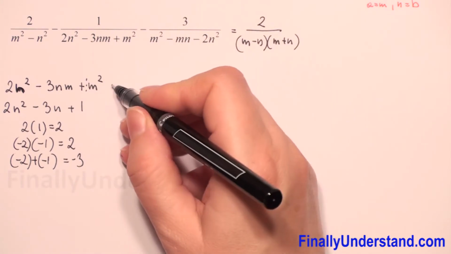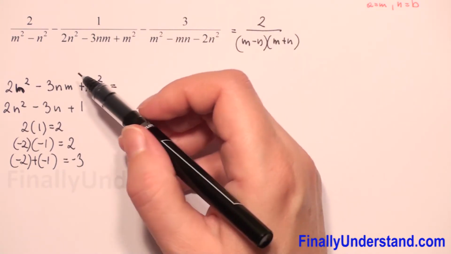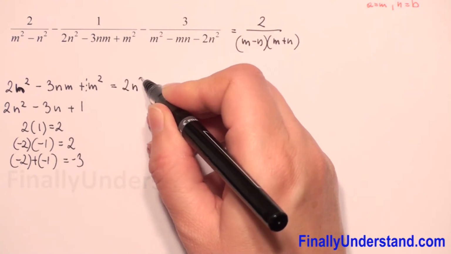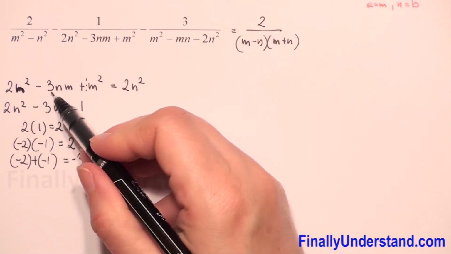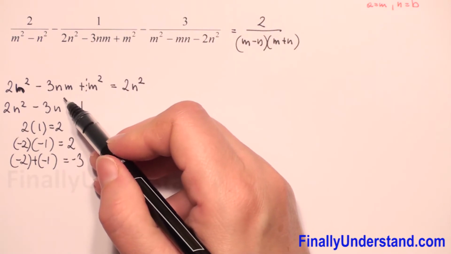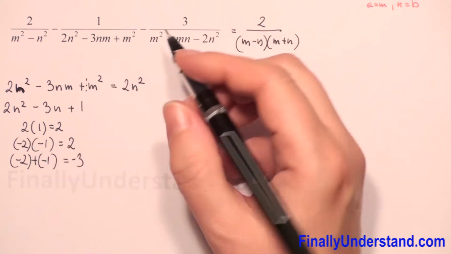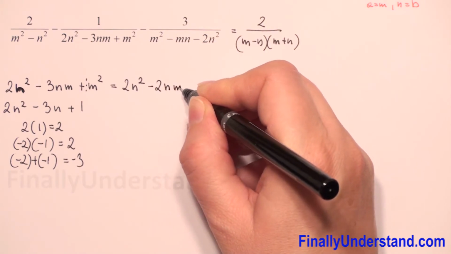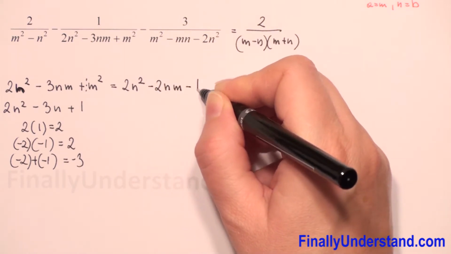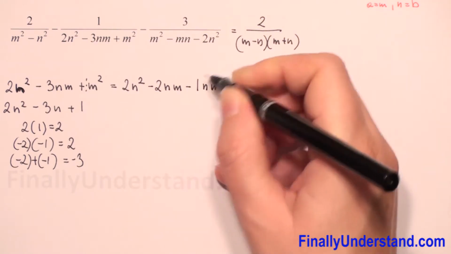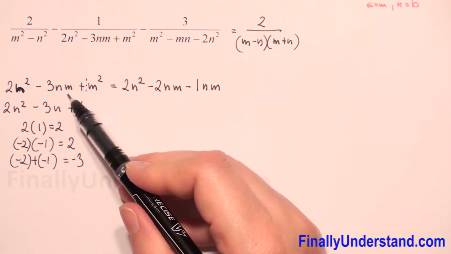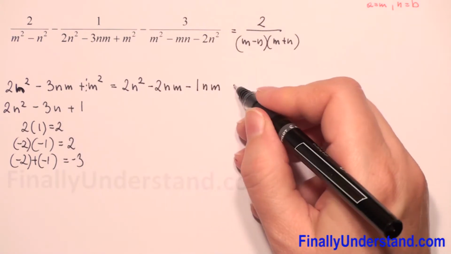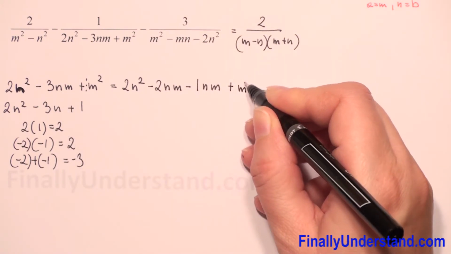So now, what will we do? We will copy the first expression 2n squared, and now negative 3nm we can rewrite using these two numbers: minus 2nm and minus 1nm is negative 3nm, exactly the same as what we had at the beginning. And we have plus m squared.